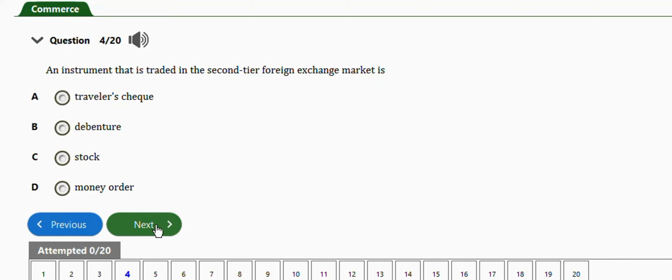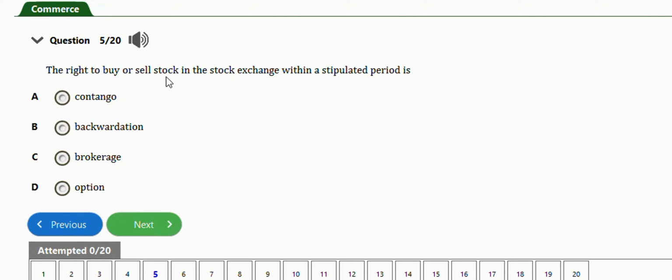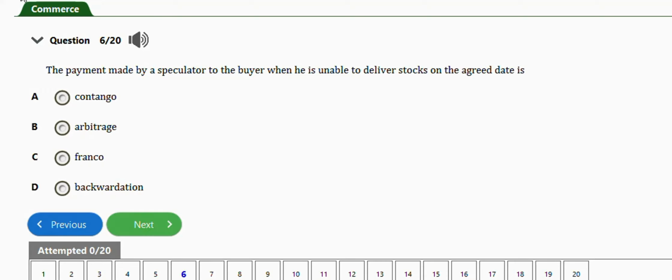The next question. The right to buy or sell stock in the stock exchange within a stipulated period is option D. The right answer is option D. Next question. The payment made by a speculator to the buyer when he is unable to deliver stocks on the agreed date is... The right answer to this question is option D, backwardation.